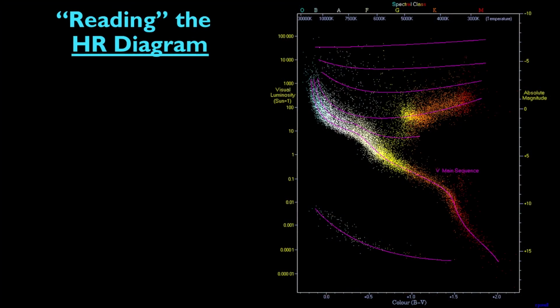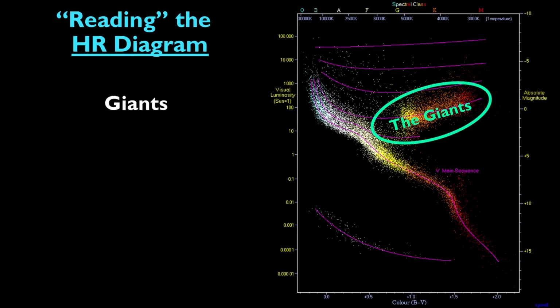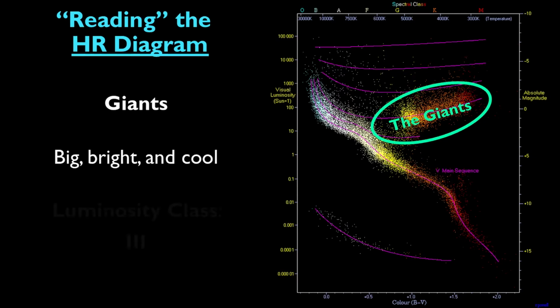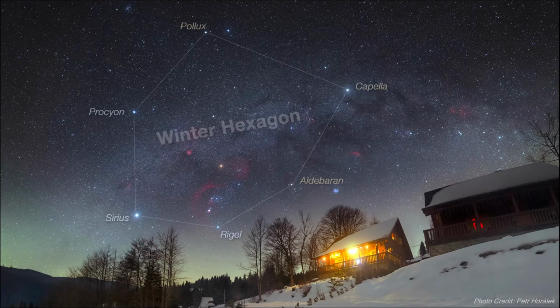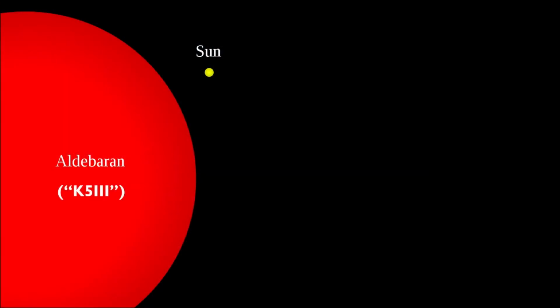The next most obvious grouping is just off to the right of the main sequence. These are the giants. They are big, bright, and cool-temperatured stars. These stars are huge, and they have a luminosity classification of class 3. Aldebaran is a great example of a giant star. With its spectral classification of type K5 III, we can see its size in comparison to our own Sun.